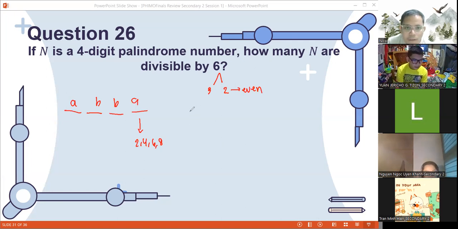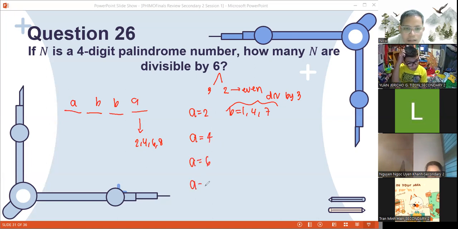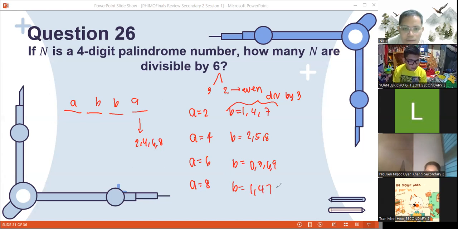If A is equal to 2, then the B value is 1, 4, or 7. This one is for your divisibility by 3, okay? If A is equal to 4, A is equal to 6, and A is equal to 8, then B here is equal to 2, 5, or 8; B here is equal to 0, 3, 6, 9; or B here is equal to 1, 4, 7. Okay, so a total of 30.